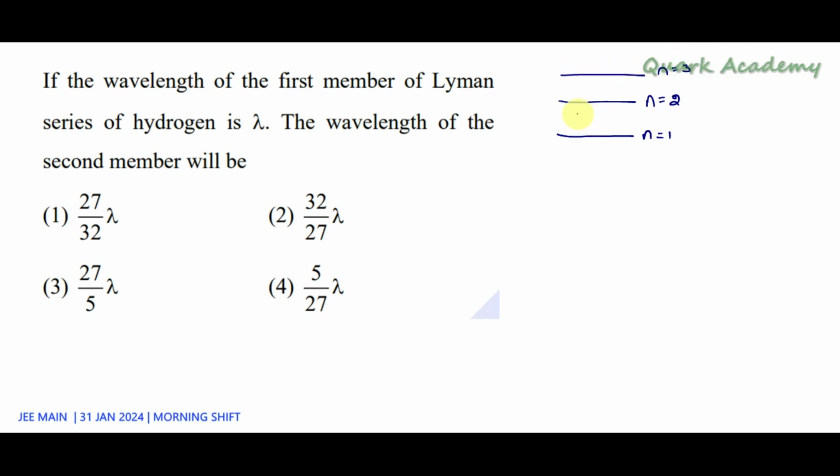For the Lyman series, the transition always ends at n equal to 1. So the electron jumps from a higher energy level to the ground state, and due to that, some electromagnetic spectrum is emitted, which we call the Lyman series. The first member is from the transition n equal to 2 to n equal to 1. The second member is from the very next state, n equal to 3 to n equal to 1.